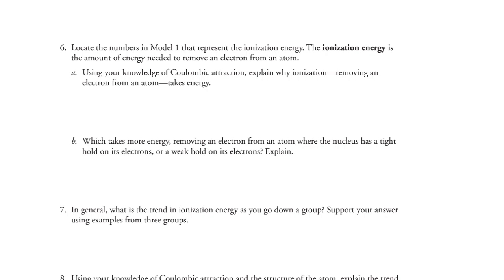All right, let's move on to question 6. So we already did this first part. We located the numbers that represented the ionization energy. This tells us that ionization energy is the amount of energy needed to remove an electron from an atom. Using our knowledge of Coulombic attraction, explain why ionization, removing an electron from an atom, takes energy.